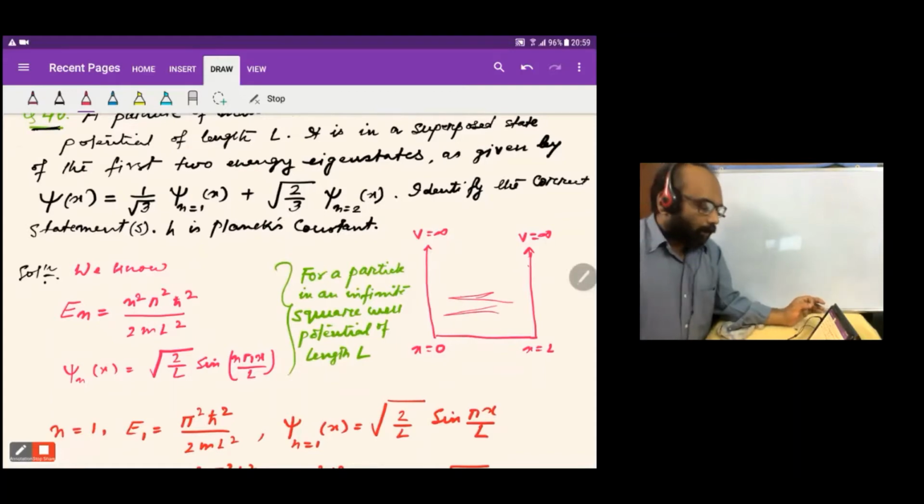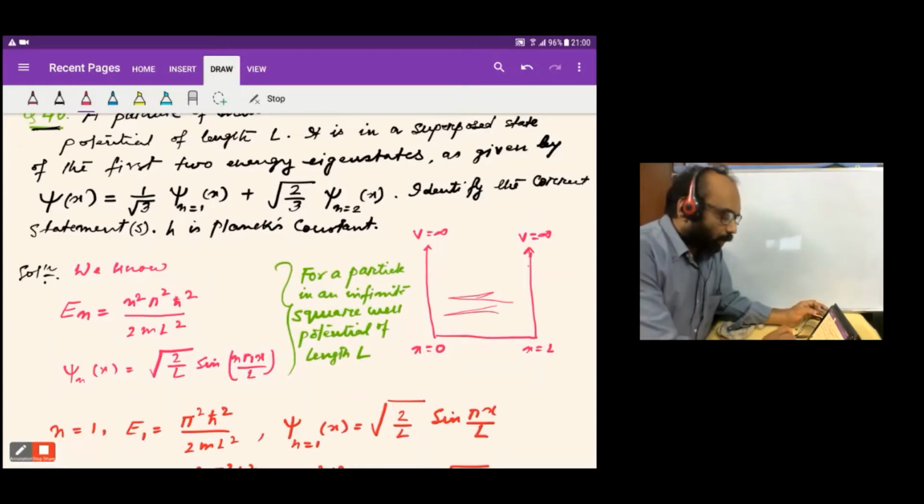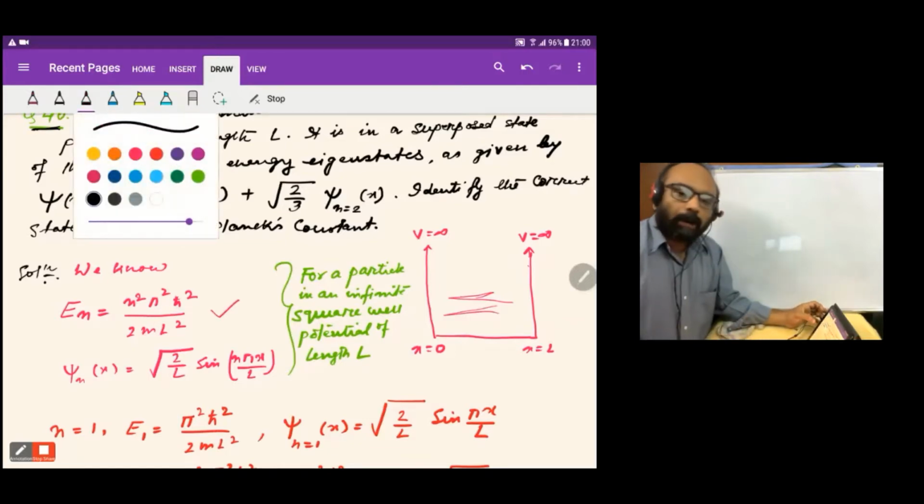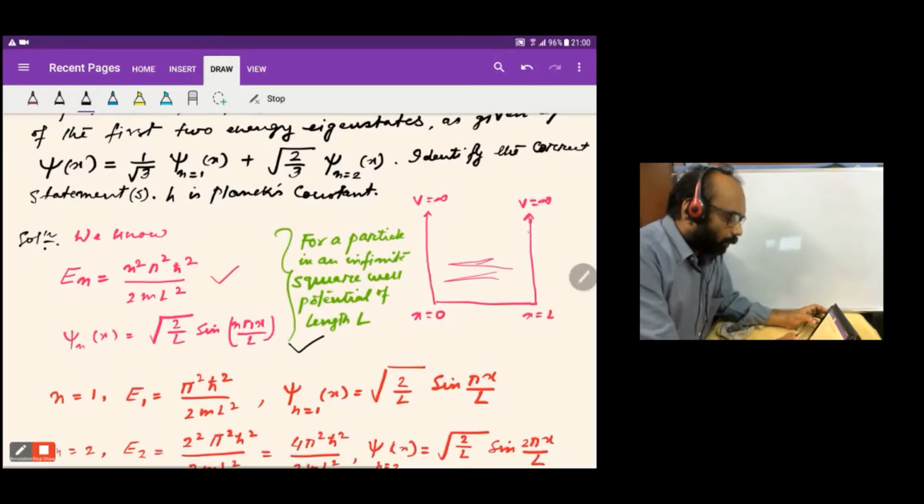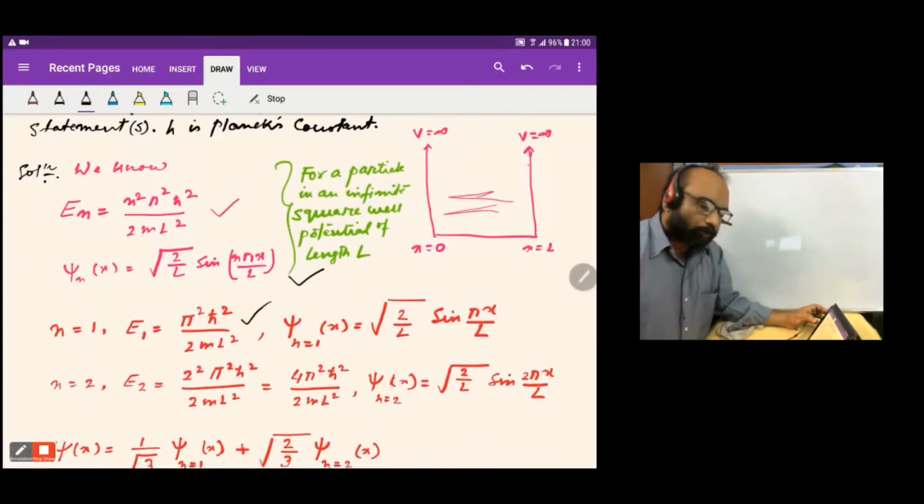And the particle is inside this potential well. So we know for a particle in an infinite square well potential of length L, the energy eigenvalues are given by n square pi square h cross square by twice m L square. We know that. And the corresponding wave function is nothing but square root of 2 by L sin n pi x by L. So for n equal to 1, we have E1 is equal to pi square h cross square by twice m L square. Psi n equal to 1 of x gives me square root of 2 by L sin pi x by L.